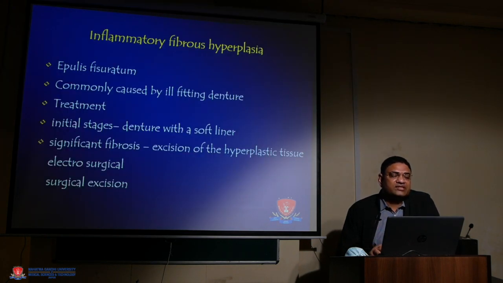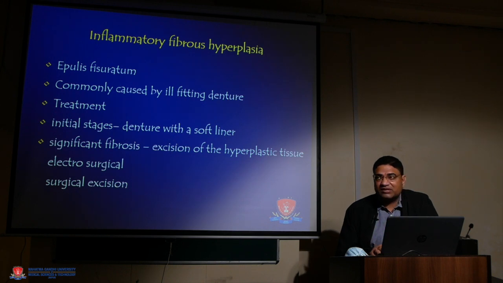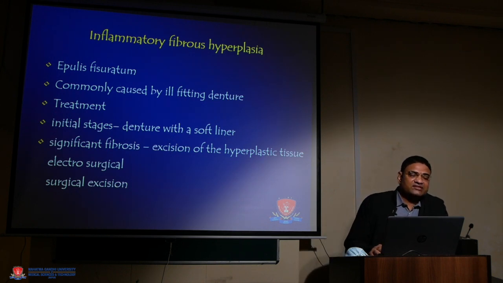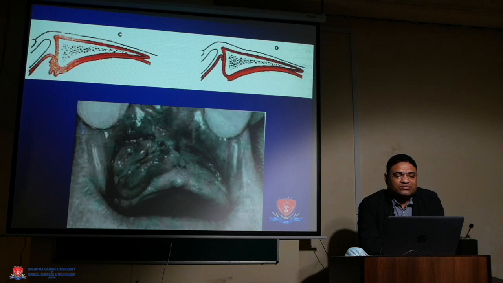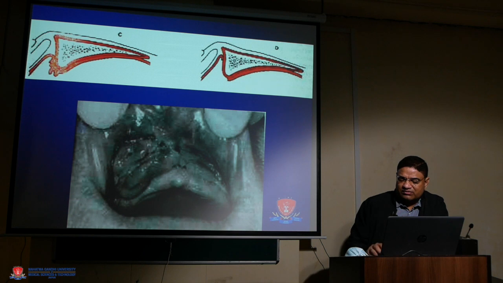Inflammatory fibrous hyperplasia, also known as epulis fissuratum, is commonly caused by ill-fitting dentures. In the initial stage, we give a soft liner on the denture surface. Then if the fibrosis is significant, we go for excision of the hyperplastic tissue with electrocautery, or we can do surgical excision. So this is the picture showing the hyperplastic fibrous tissue in the buccal vestibule in the maxillary region, and we have to remove it with cautery or blade.